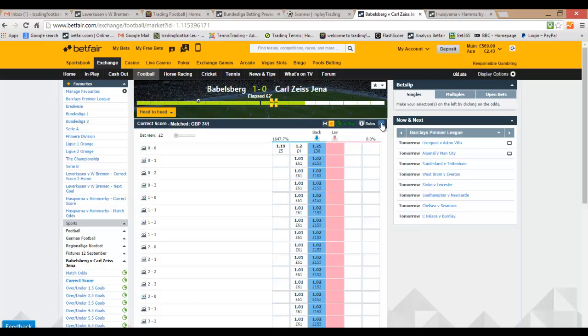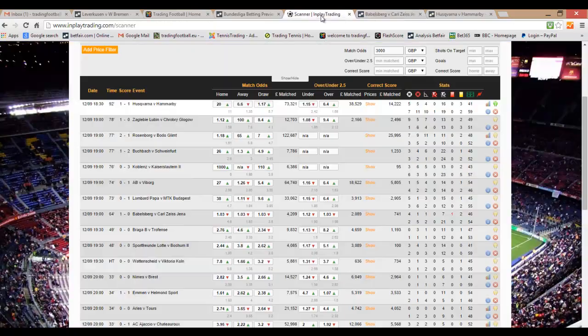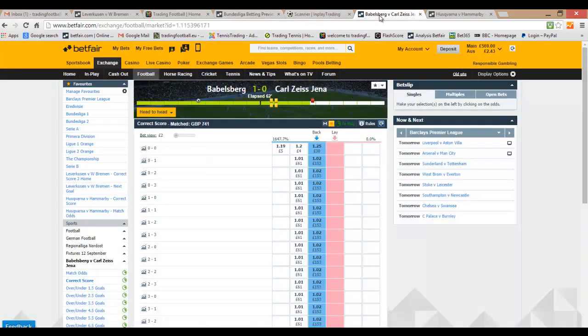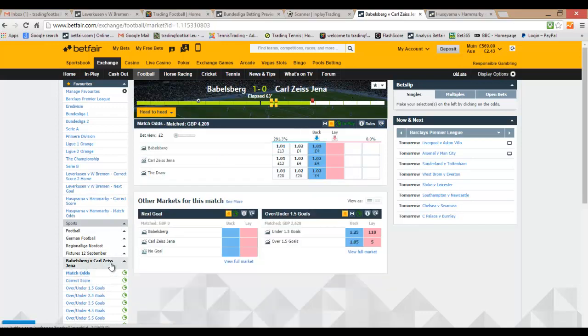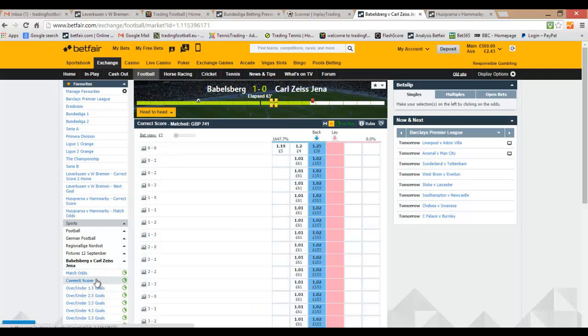And I moved on, and one thing that caught my eye, and remember with the scanner you've got a whole list of games, and there are all kinds of functions here. You can enter how much in the match odds you want to start with. Let's say 5,000, so therefore you're going to get a lot of games. If you just input you only want to look at games where 50,000 is matched, you can do that too. So this is a Friday night and not much liquidity.